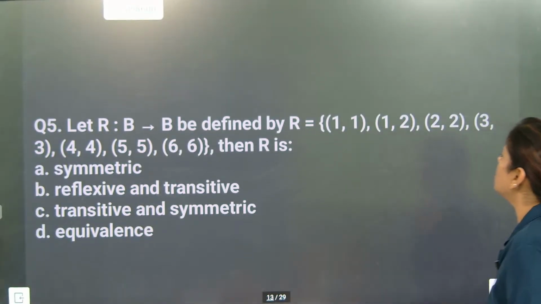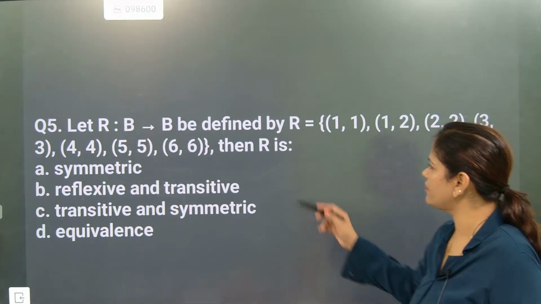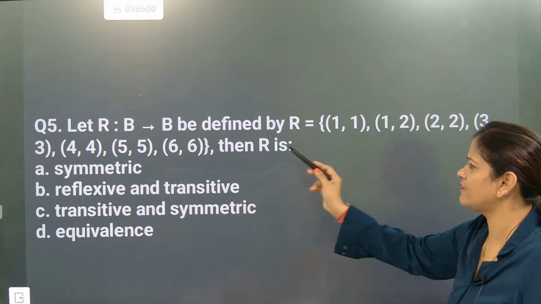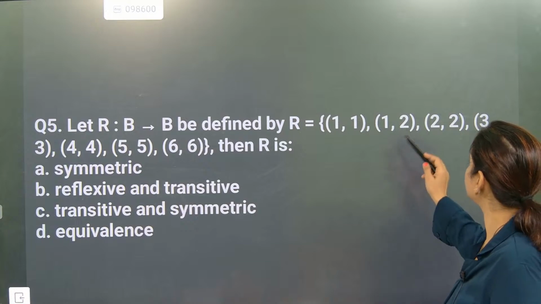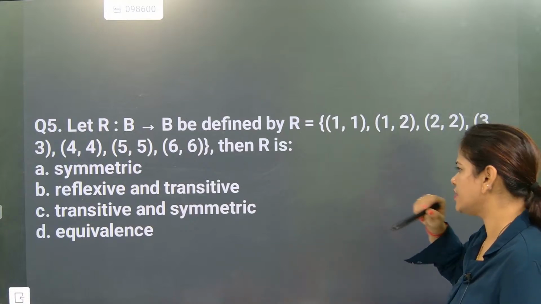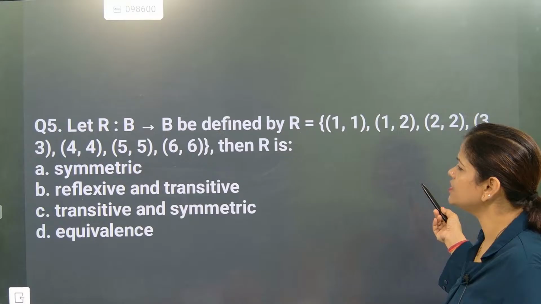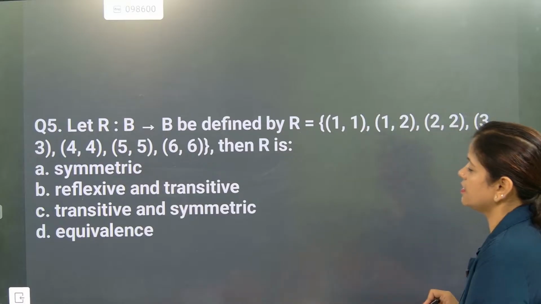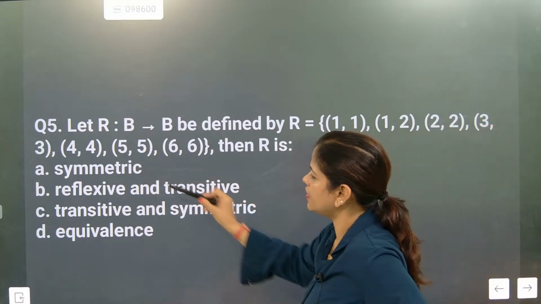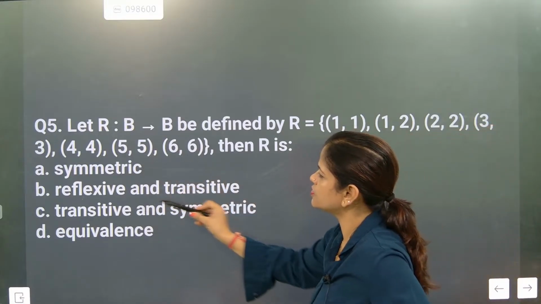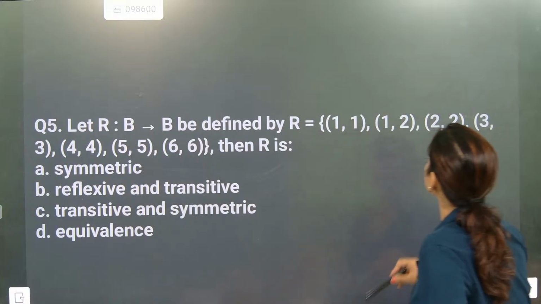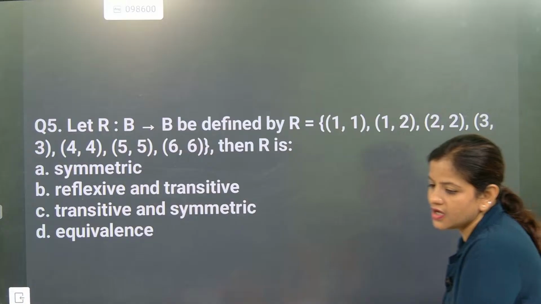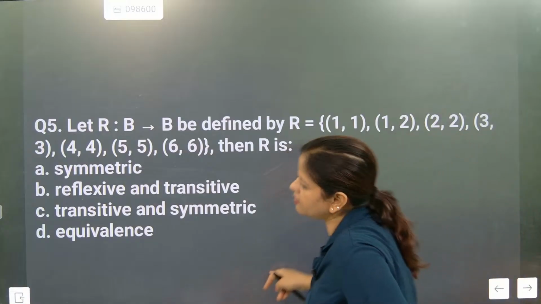Fifth question: (1,1), (1,2), (2,2), (2,3), (3,3), (4,4), (5,5). First check reflexive: (1,1) is there, (2,2) is there, (3,3) is there, (4,4), (5,5), (6,6). It is reflexive. Is it symmetric? (1,2) is there, (2,1) is not there. So 100% it is not going to be symmetric. Reflexivity is there, but symmetric is not there. So A and C, all the three options are gone. Then reflexive and transitive, so we will check transitivity. Yes, it is going to be transitive. That's it. This is exactly the way to solve the fifth question.